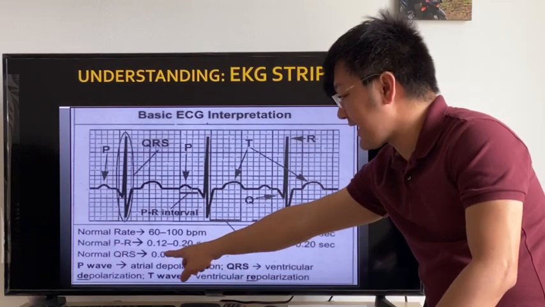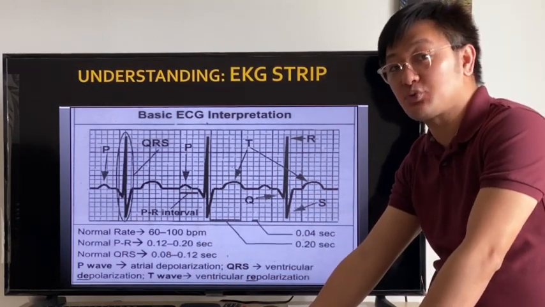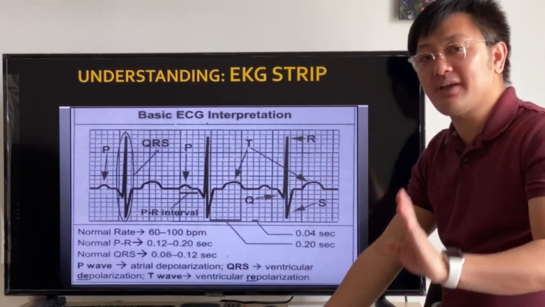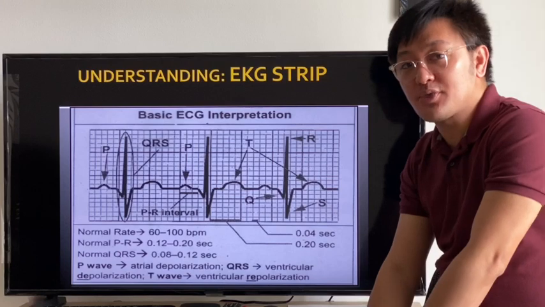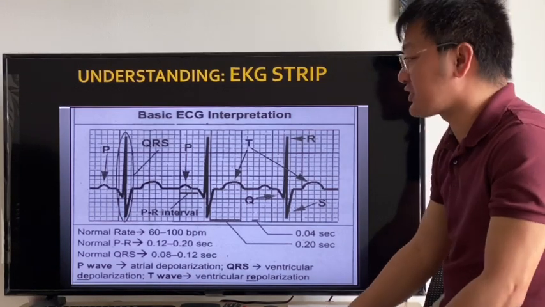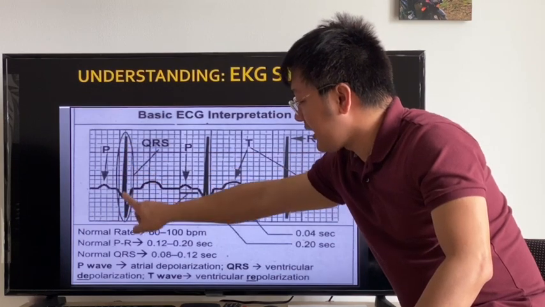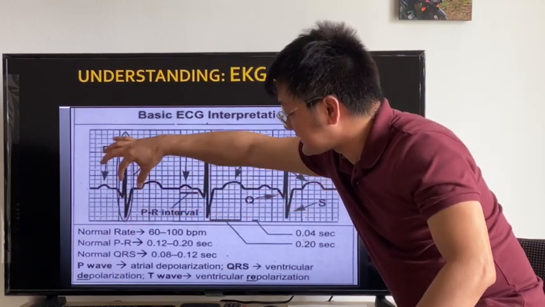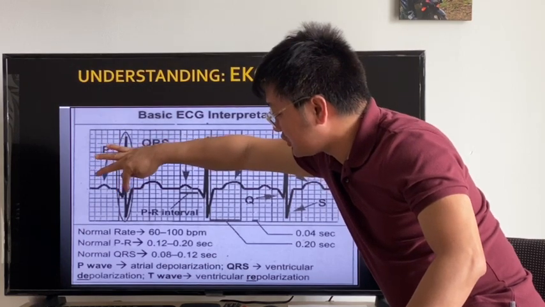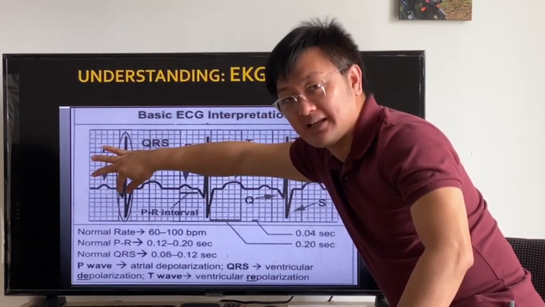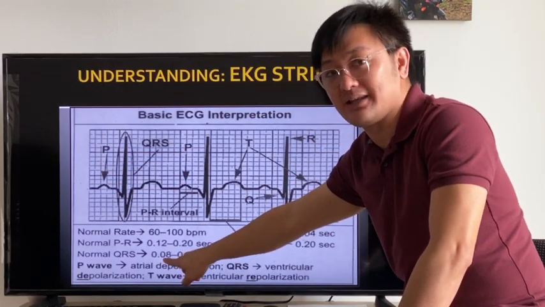Next is your QRS complex. The normal QRS complex is 0.08 to 0.12. In short, 0.08 to 0.12, how many small boxes are those? It's 2 to 3 small boxes. So this is your QRS complex. How many small boxes are these? 1, 2. Two small boxes, equivalent to 0.08. That's normal.